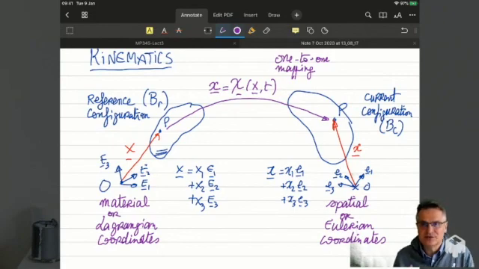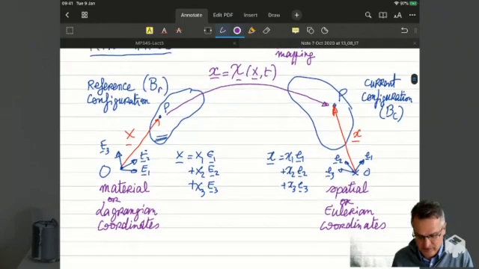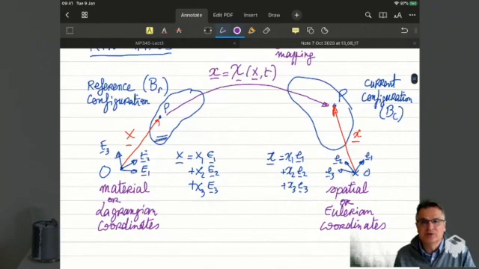So there's a lot of vocab: material, reference, Lagrangian, current, spatial, Eulerian. You will see that in this course, there's a huge amount of vocabulary. And there's no agreed convention, because all of those things are equivalent. Some people prefer that word, other people prefer the other word. And all of those concepts are also equivalent, and there's a one-to-one correspondence between each of them. Maybe for some problems it's handier to use this formulation, for another problem it's handier to use the other. So we need to know all of those notions.